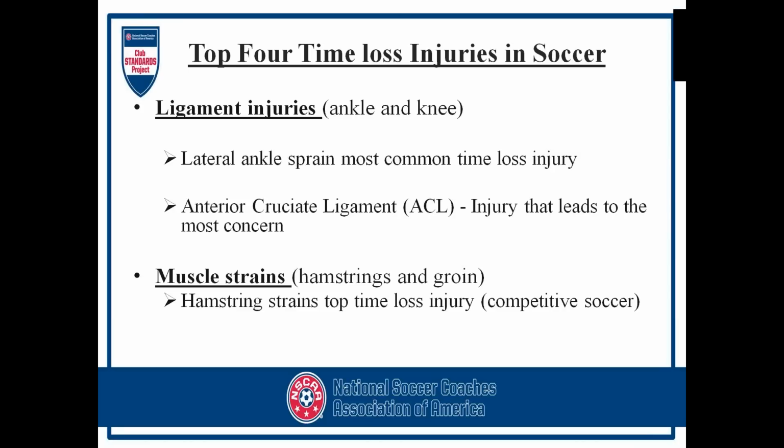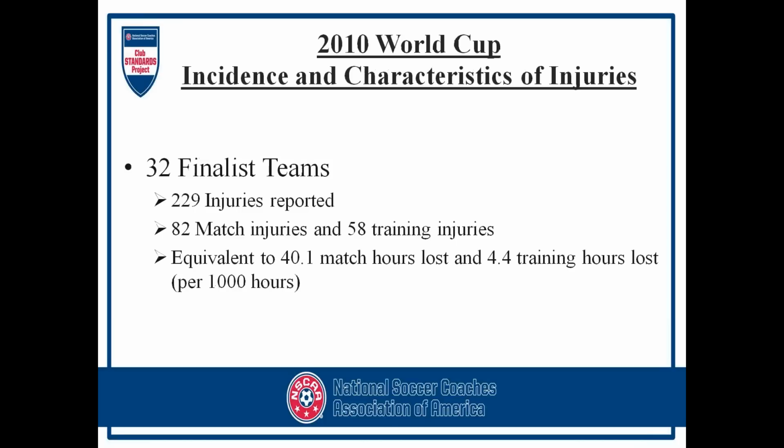Some of the things that we're going to discuss are the top 4 time loss injuries in soccer. If you look at ligament injuries, obviously in the ankle and the knee, some of the areas where they're most common are the lateral ankle sprain or the ACL ligament, which leads to the most concern in soccer due to the surgical procedures and the time lost. With the muscles, mostly hamstring strains and groin strains.